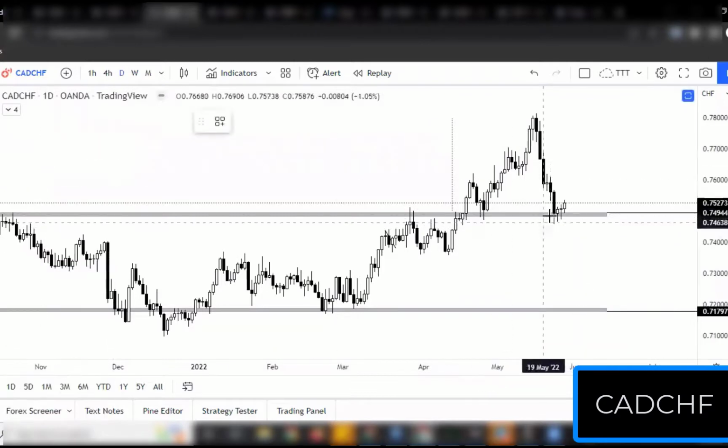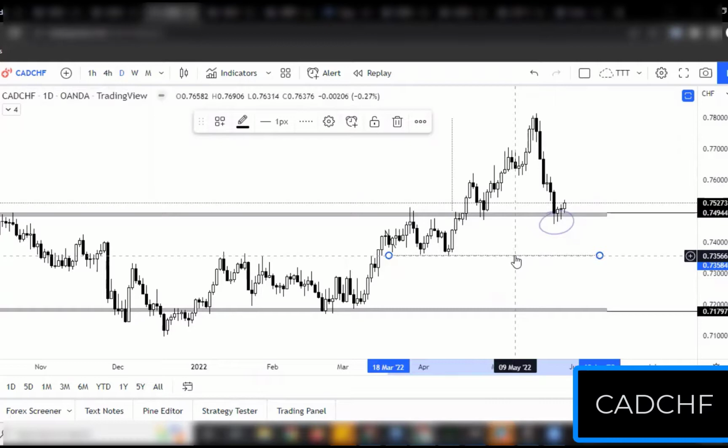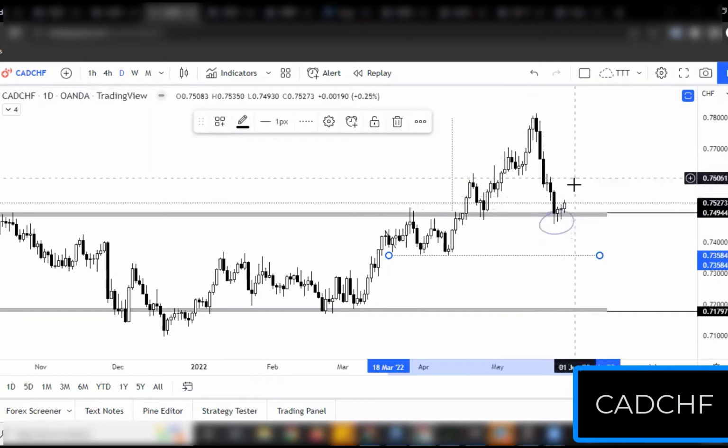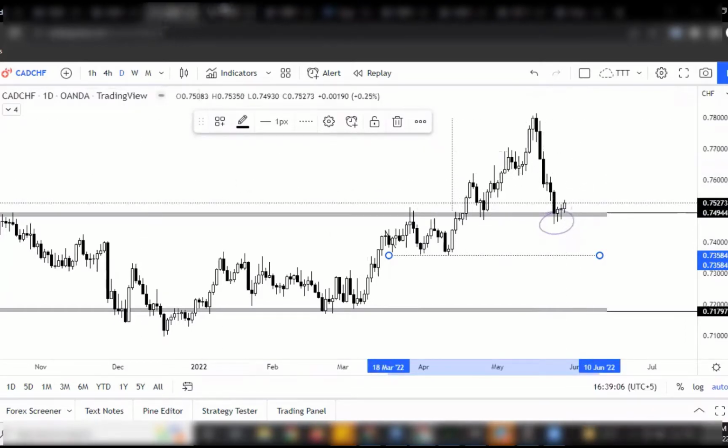As you can see, clear rejection and a good support here, so you can enter long in this pair and place your stop loss at this level, 0.73560 or 550 to be precise, for the upside target of at least 100 pips from here. The next one is USDJPY.